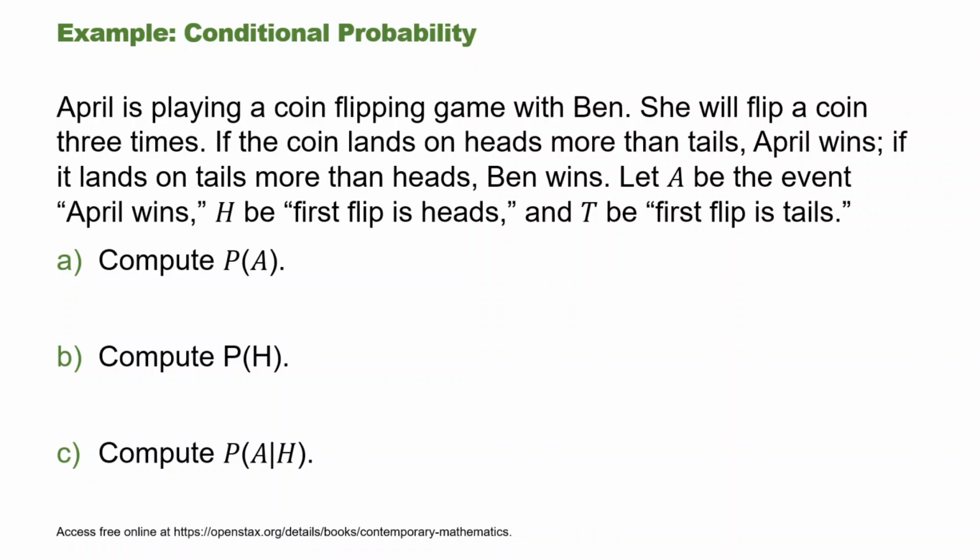Example, conditional probability. April is playing a coin flipping game with Ben. She will flip a coin 3 times. If the coin lands on heads more than tails, April wins. If it lands on tails more than heads, Ben wins. Let A be the event April wins, H be the first flip is heads, and T be first flip is tails.